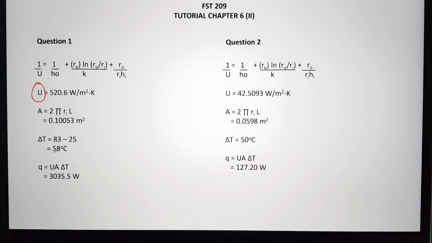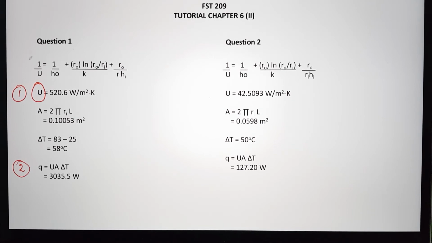Okay, so the second task: the first one is to calculate the overall heat transfer coefficient, then the second one is to calculate the rate of heat transfer. What is the overall rate of heat transfer if the inner surface of the tube is 83 degrees Celsius and the outer surface of the tube is 25 degrees Celsius, and given the thermal conductivity of the material is 56 watt per meter Kelvin.